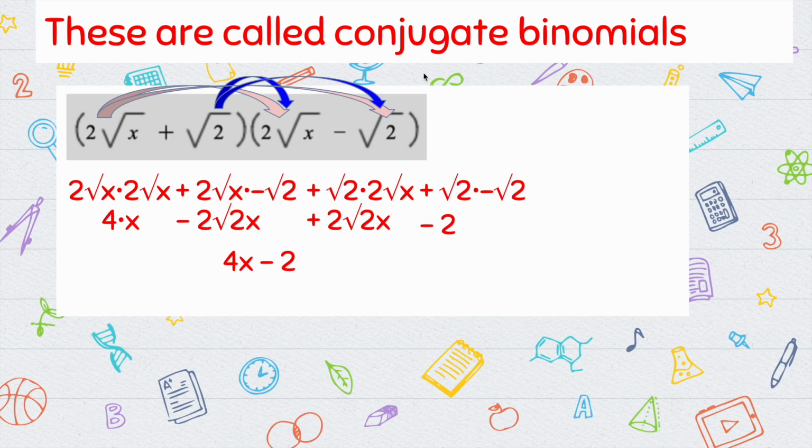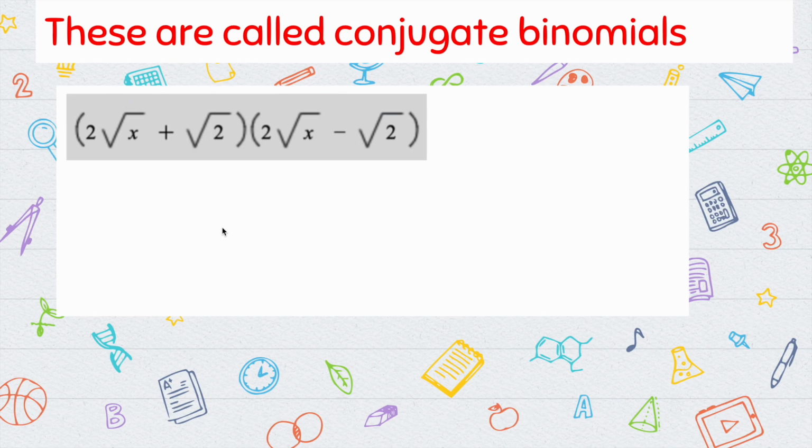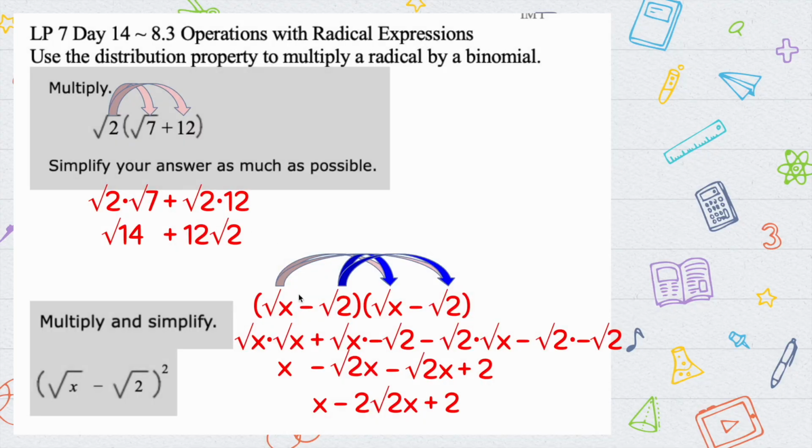That's always what happens with the conjugate binomials. The middle term will always cancel out. So that's actually the pattern that you can notice. The middle term will always cancel out. And if you noticed on the previous page, when I square a binomial, the middle term is doubled. So it's both 2 and x, and then it's doubled by being multiplied by 2. So a couple of patterns to notice there.